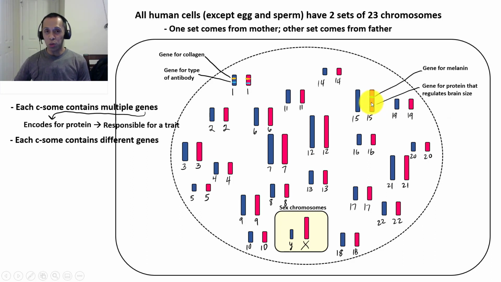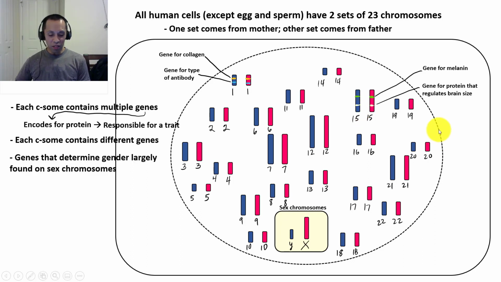Because we are sexually reproducing organisms, that means we have a mother and a father, which means that we have 2 chromosome number 15. So not only do we have the chromosome number 15 that we got from our mother, but we also have the chromosome number 15 that we got from our father. Because we have 2 chromosome number 15s, we have 2 of each one of these genes. So this chromosome number 15 that was inherited from the father also has the gene for melanin, and also has the gene that encodes for the protein that regulates brain size in embryos.